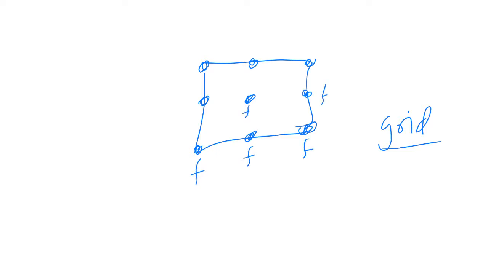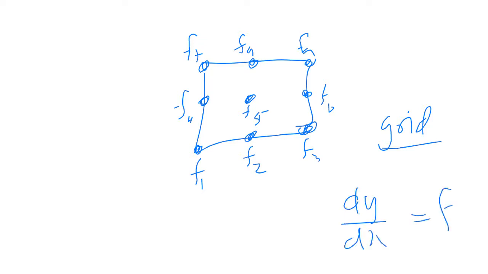We evaluate the values of F, so this could be F1, F2, F3, F4, F5, F6, F7, F8, F9. But remember, dy/dx equals this F. So by evaluating F at these points, we are actually getting the values of the slope at each grid point. So the whole rectangle divided into points is called a grid, and the small point there, just one point, is called a grid point.